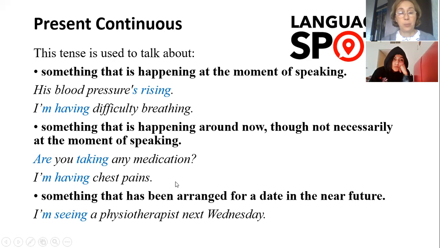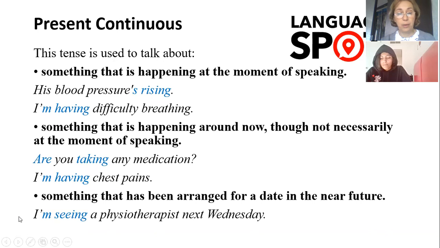And I'm having chest pains just now, so for some days, for example. And we've also mentioned this function of the present continuous tense. It is used to talk about something that has been arranged for a date in the near future.